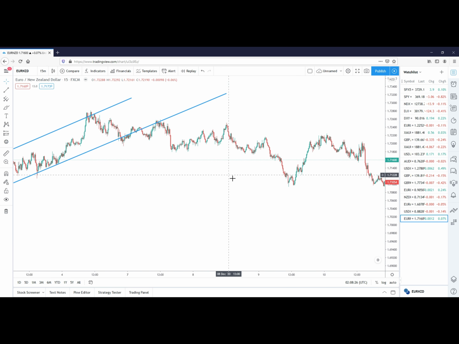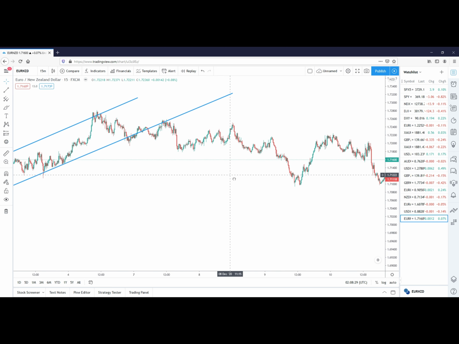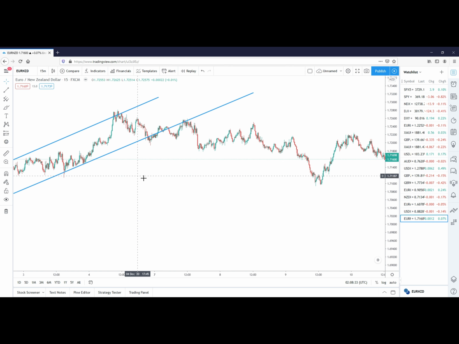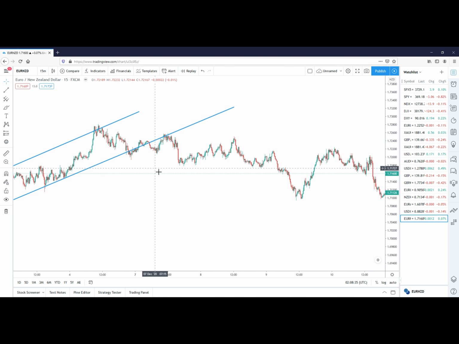So here's what I'm looking for on the next one. We broke here. So, well, Andrew, when do I get out of this deal? My rule is, what I'm looking for is a retest of the bottom trend line. So we broke here, we retested this trend line. Now, you have one of two options at this point.